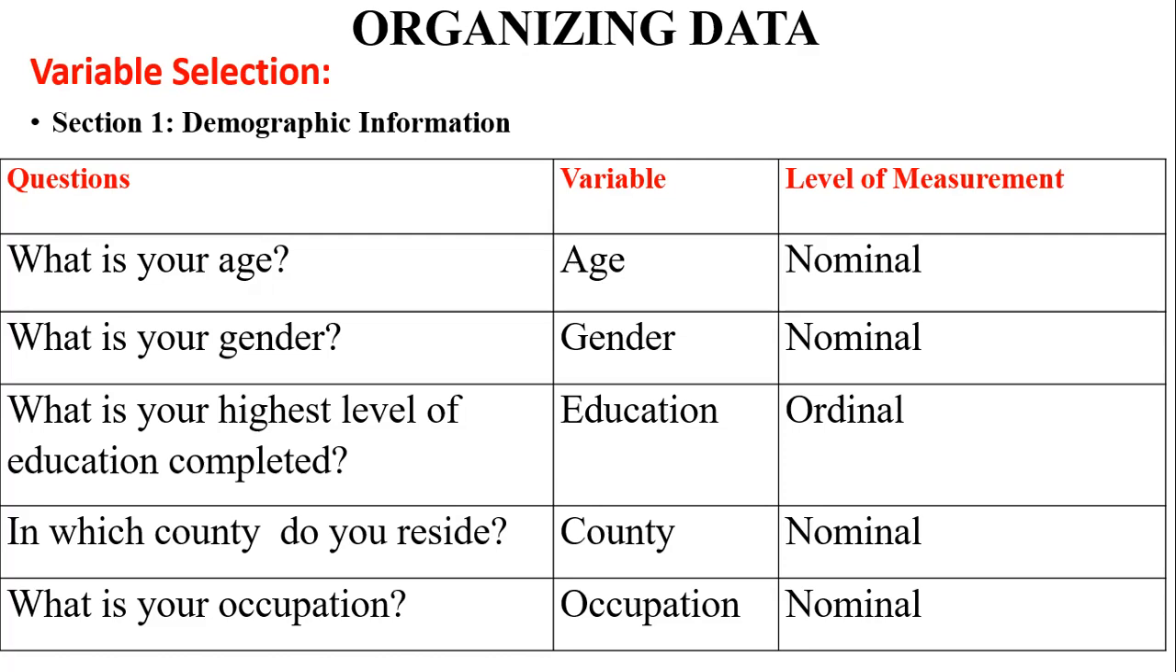The county in which the respondent resides, the variable here, we are going to use the county, and the level of measurement is nominal. And the occupation of the respondents, the variable here will be the occupation, and the level of measurement will be nominal. So we have identified the different levels of measurement, which are very important when it comes to organizing and analyzing the data.